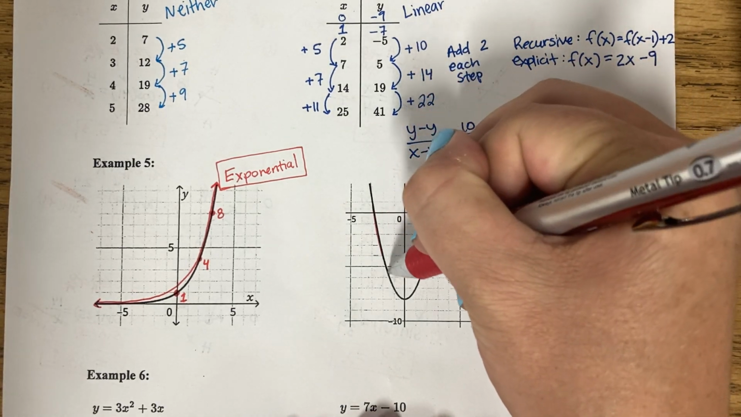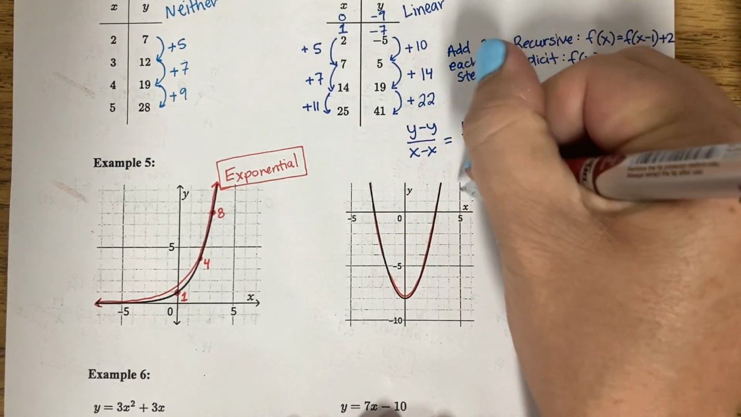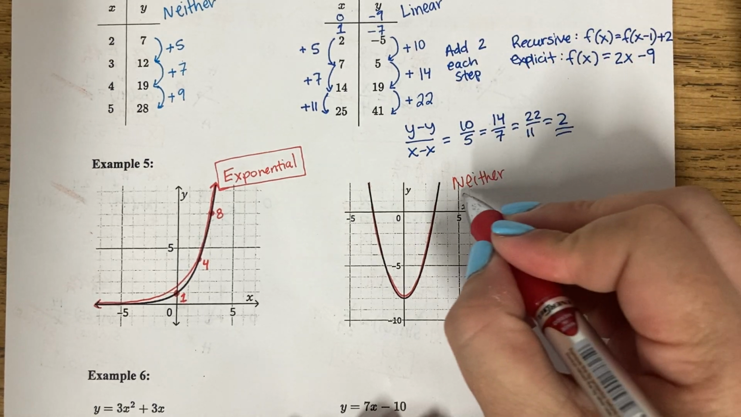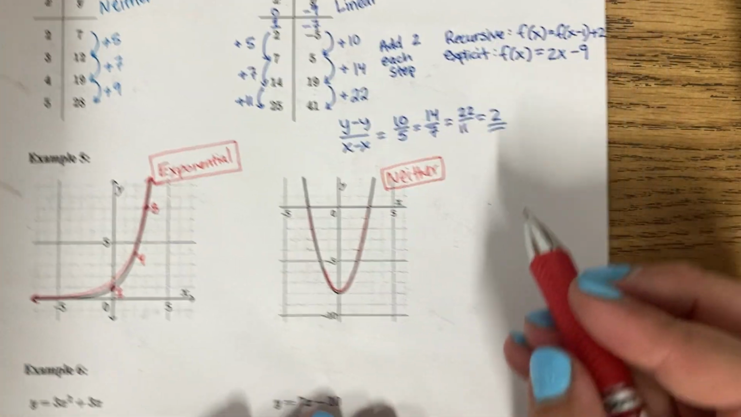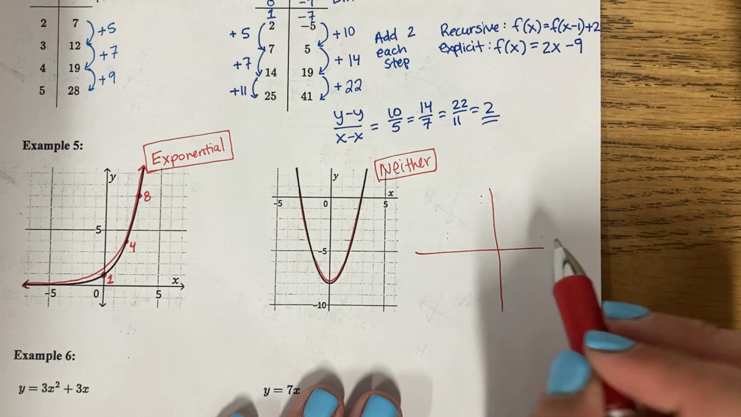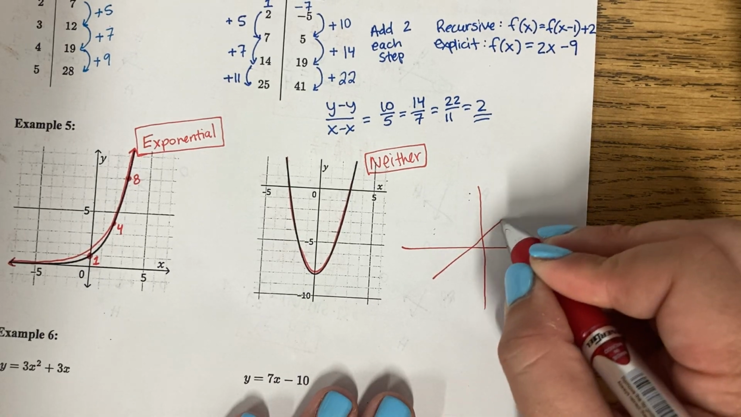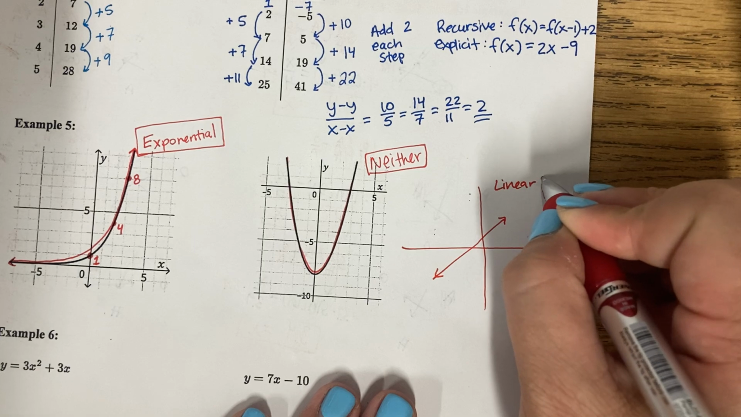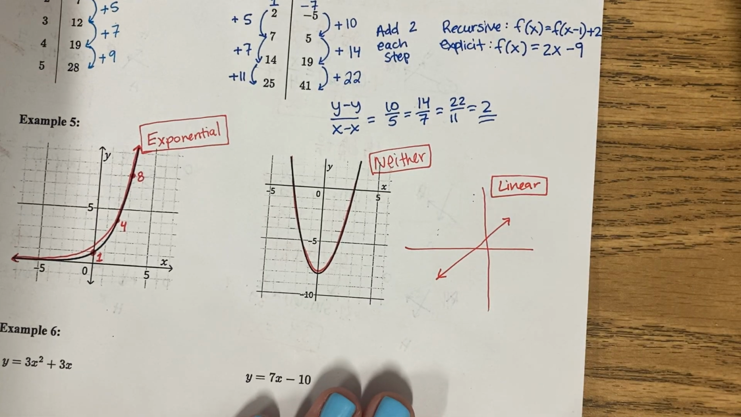This one makes like a U shape. That would be neither. You haven't learned about it yet, which will be called a quadratic. And if you had a graph where it looked like this, it would be called linear because it's a line.